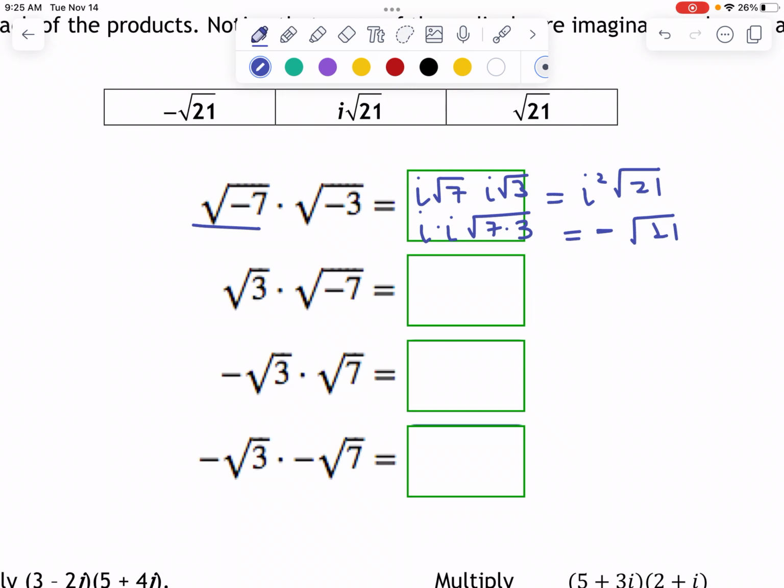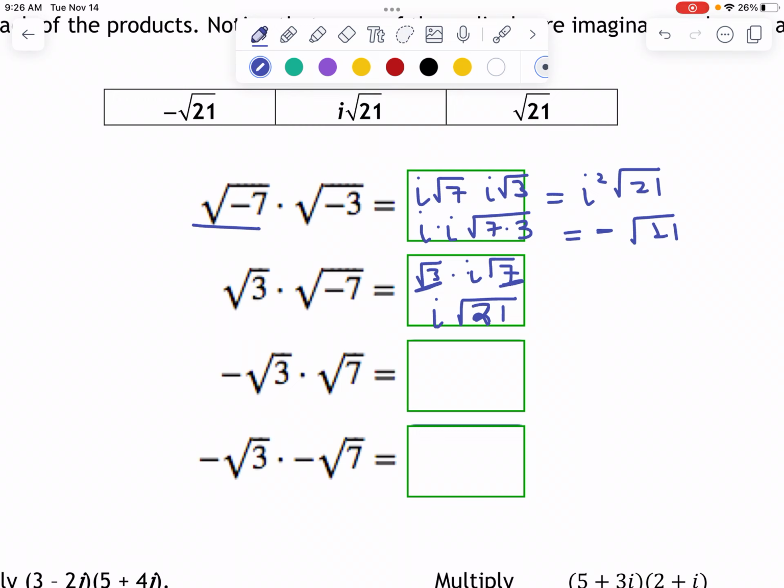All right, next I'm going to rewrite square root of 3, nothing to really do there, times the square root of -7. And I'm going to rewrite my root of -7 as i times the square root of 7. The i is hanging out, that's the only i I have. I'm going to combine root 3 times root 7 as the square root of 21. So i times the square root of 21.